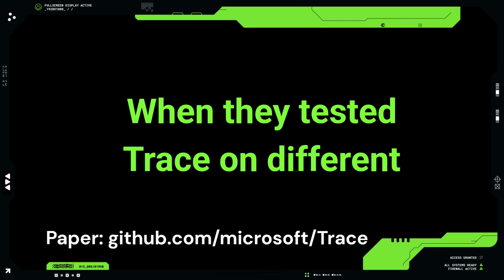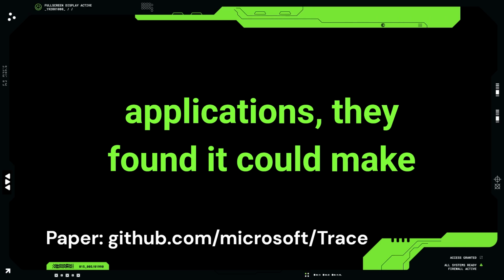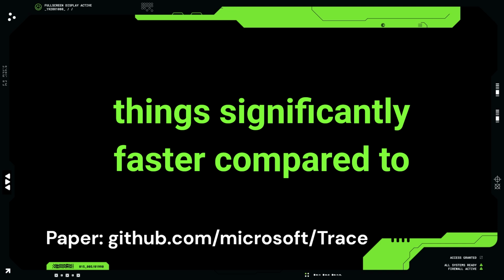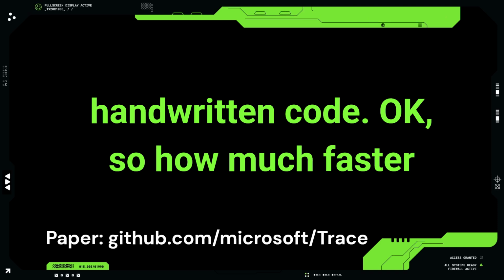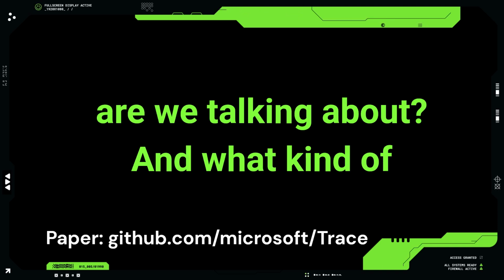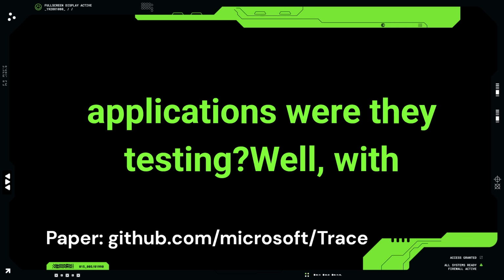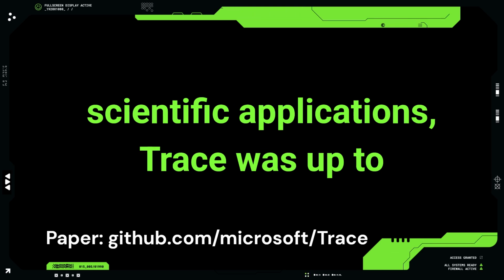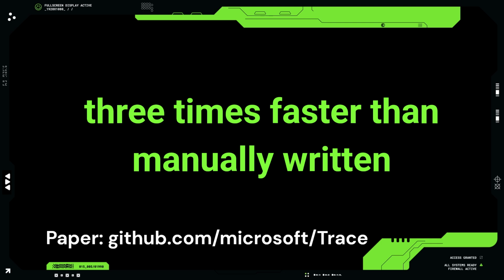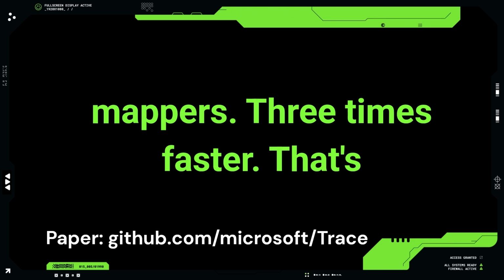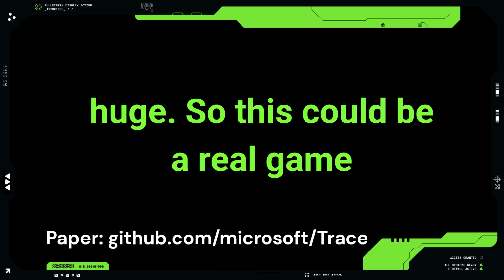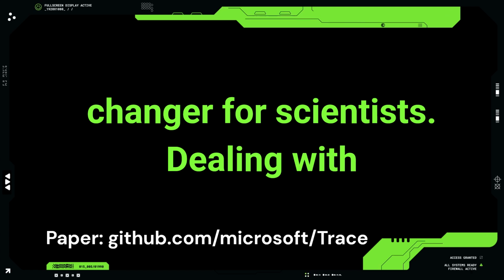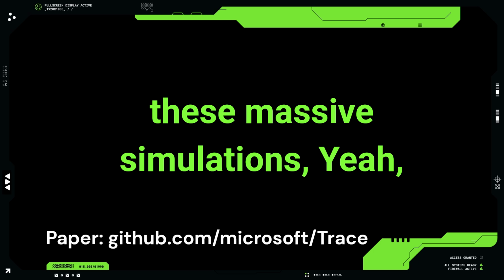When they tested Trace on different applications, they found it could make things significantly faster compared to handwritten code. Okay, so how much faster are we talking about? And what kind of applications were they testing? Well, with scientific applications, Trace was up to 3 times faster than manually written mappers. 3 times faster. That's huge. So this could be a real game changer for scientists dealing with these massive simulations.